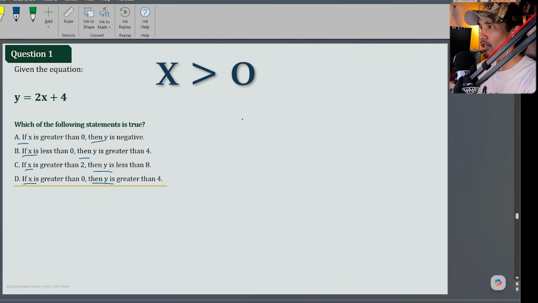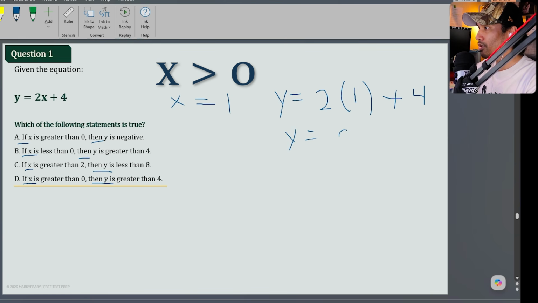Okay, let's choose a number greater than 0. If x is greater than 0, let's choose x equaling 1, positive 1. Then y is negative. Let's go ahead and plug that in. So y equals 2, and I'm going to substitute the x for a 1, plus 4. I get y equaling 2 plus 4 equaling 6. Is that negative? No, that is not negative. So we can cross that out.